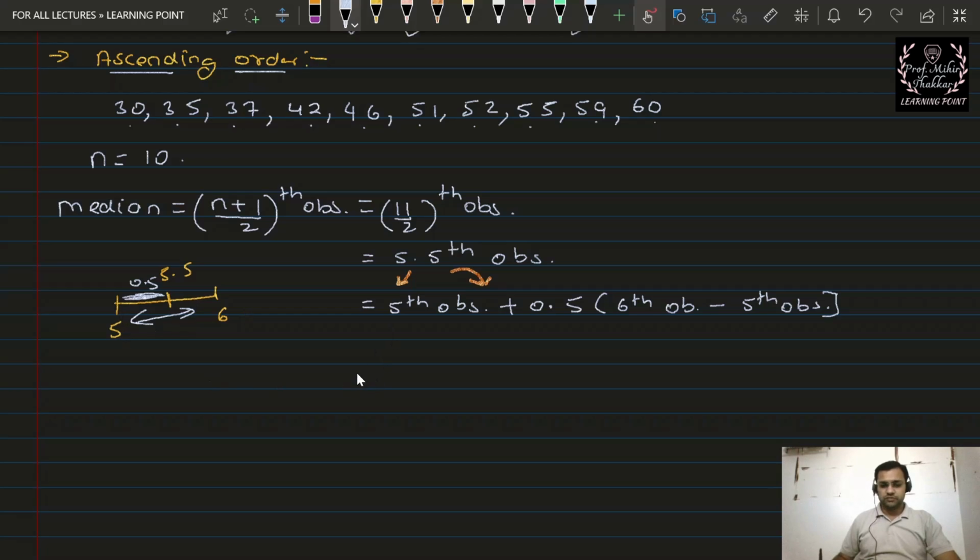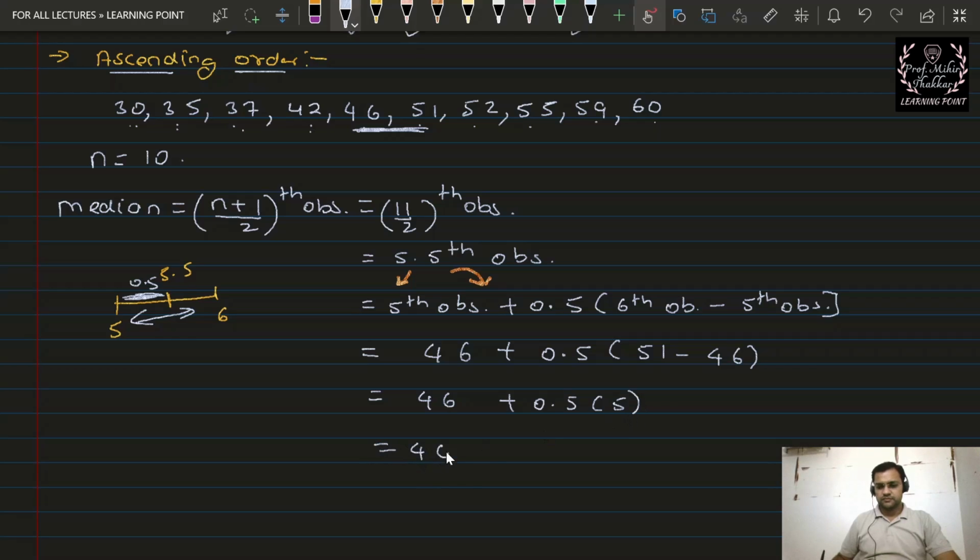So over here, this will be equal to, first, second, third, fourth, and fifth, that is nothing but 46 plus 0.5 multiplied by the difference of these both numbers. So 51 minus 46. 51 minus 46 is 5. So I get 46 plus 0.5 into 5. 46 plus 2.5, which is 48.5. So my friends, that is the required value for the median.